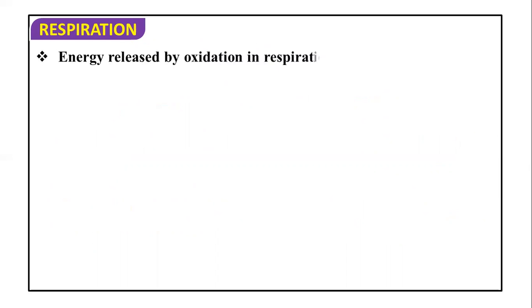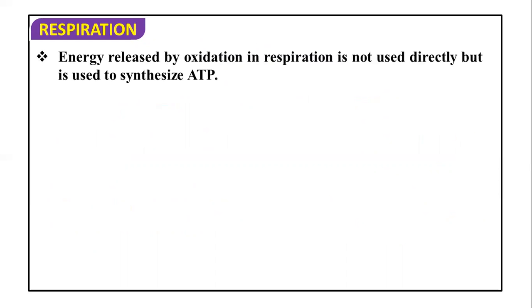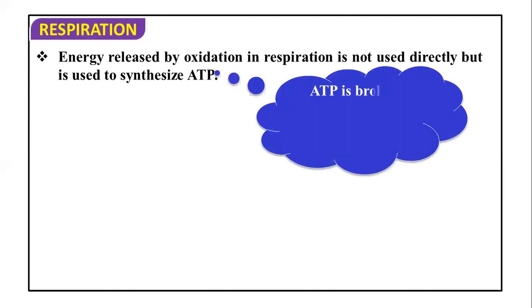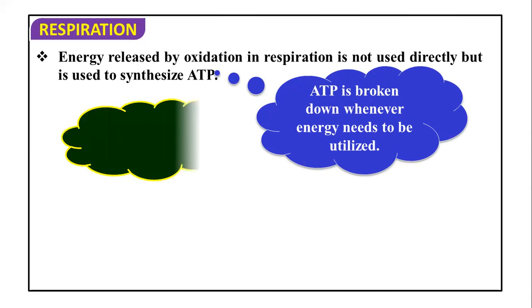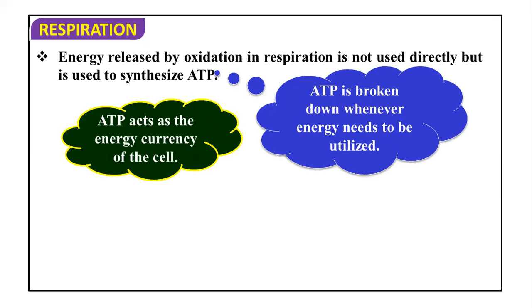Now, energy released by the oxidation of a respiratory substrate in respiration is not used directly, but it is used in the synthesis of ATP, and that ATP ultimately gives energy to us. So ATP is broken down further whenever energy needs to be utilized. So ATP here acts as the energy currency of the cell. Actually, first the oxidation of glucose, the respiratory substrate, will occur, respiration will occur, energy will be released, that energy is stored in ATP, and that ATP will be further broken down to give energy when there is a need in the cell.